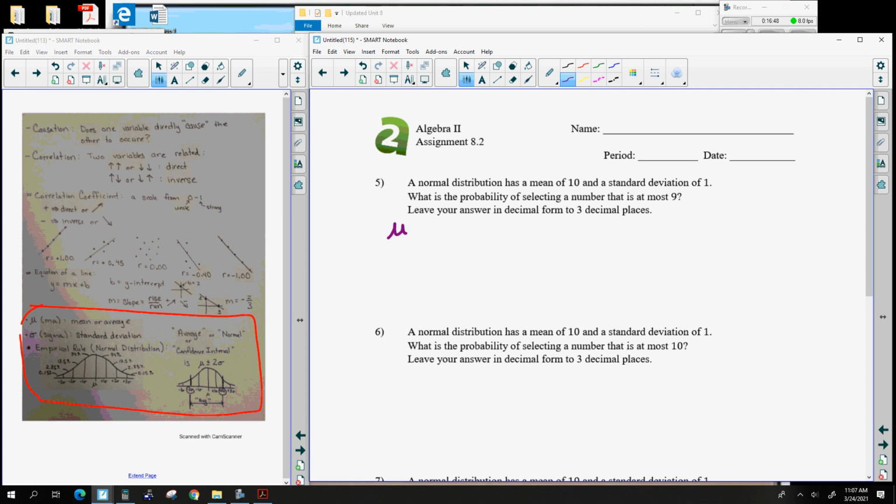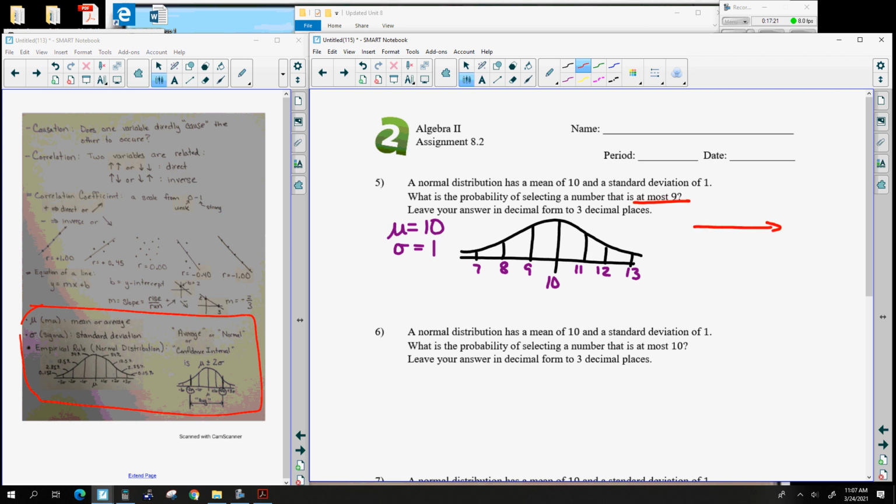Okay, so here we have a mean of 10, standard deviation of 1. So this is going to be the exact same picture as what we just created. So the average goes in the middle. The standard deviation is 1, so plus 1, plus 1, plus 1, minus 1, minus 1, minus 1. We're looking at most 9. What at most 9 means is the top level is 9.